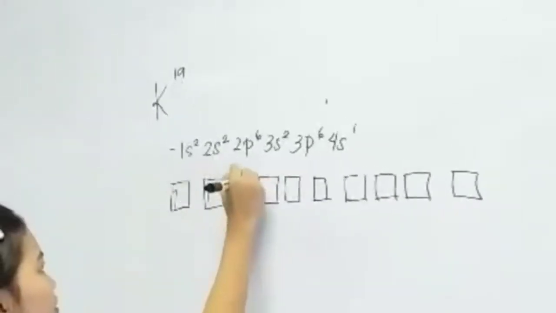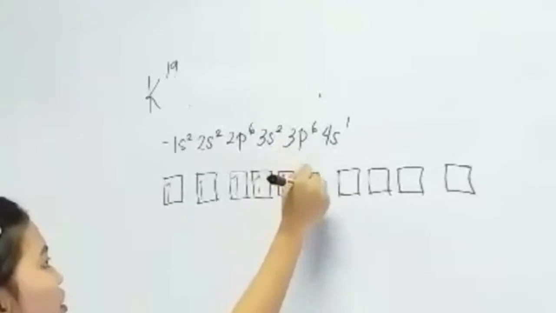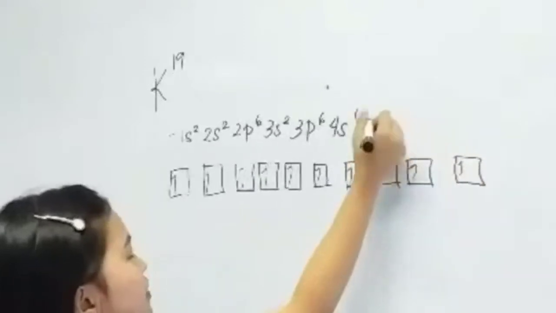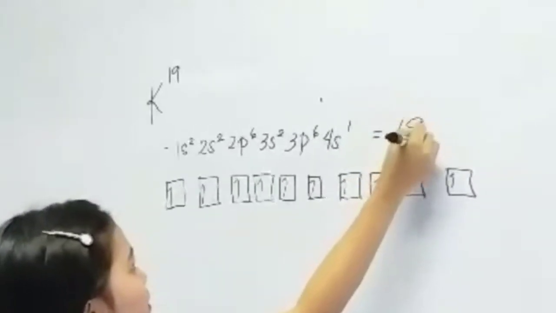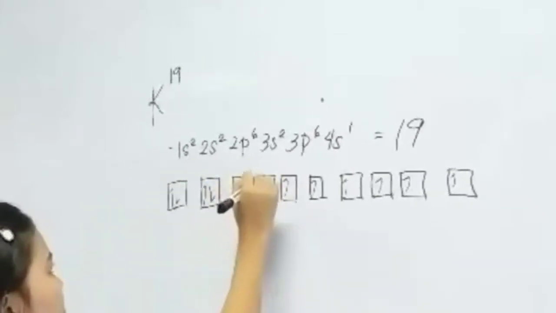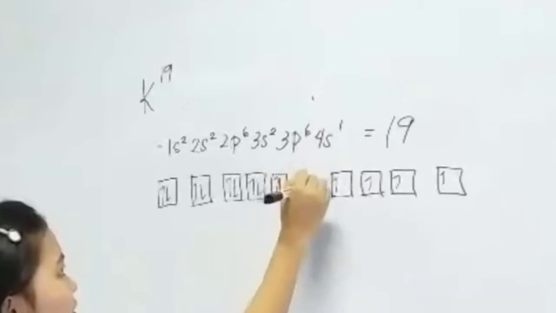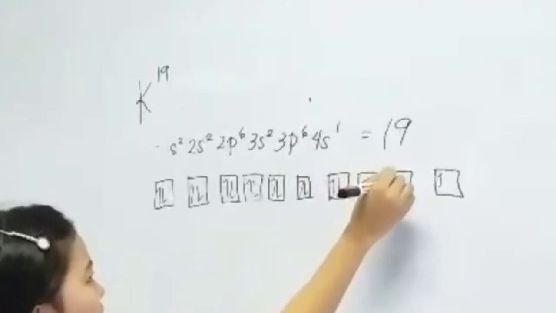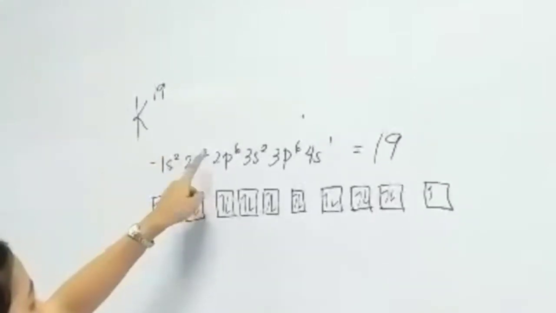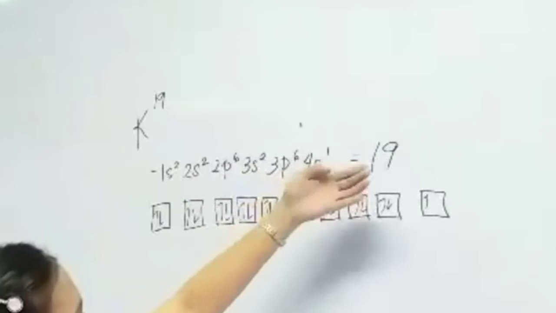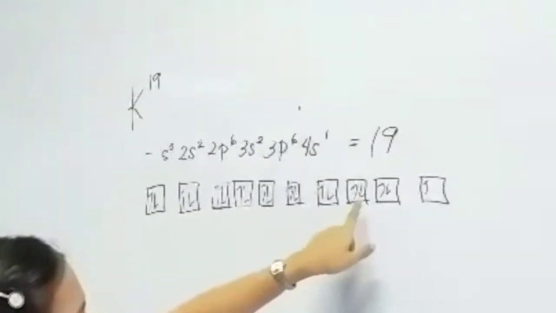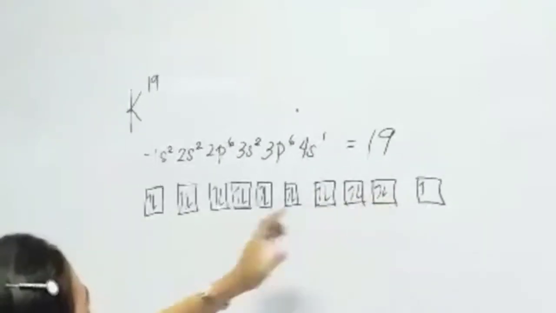The arrows with upward directions should be written first. And followed by the arrows with downward directions until the electrons are enough, which in this example is 19. 2 plus 2 plus 6 plus 2 plus 6 plus 1 is equal to 19. So we should have 19 arrows with different directions at each axis.